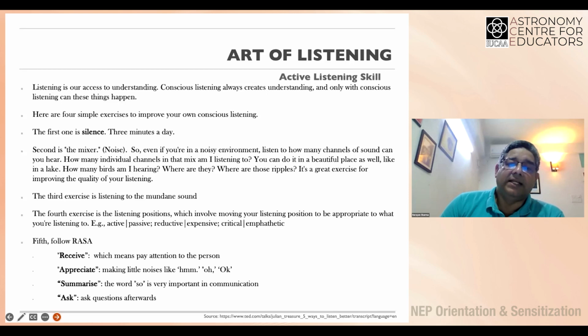And fifth, he said we should follow RASA, the acronym. R means receive, which means you pay attention to the person, and A stands for appreciate. That means making little noises like okay, oh, that kind of thing. And third is summarize. The word so is very important in communication. So when you pay attention, when you appreciate some of the things that the other person is saying, and then when you summarize, I think that means you are listening to that person. And at the end, you should ask questions. So if you follow this RASA rule, that means receive, appreciate, summarize, and ask, that means you are paying a lot of attention to what the other people are saying.